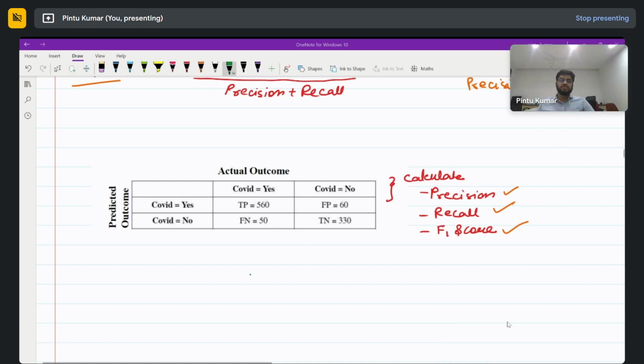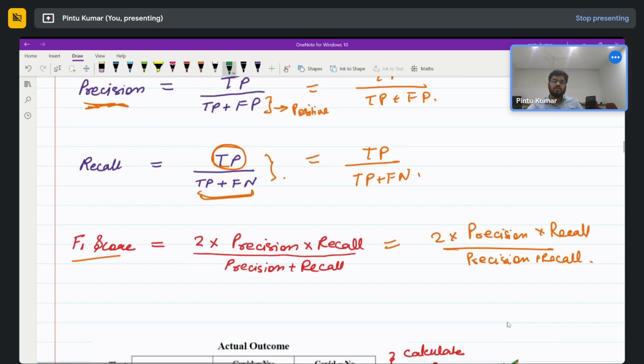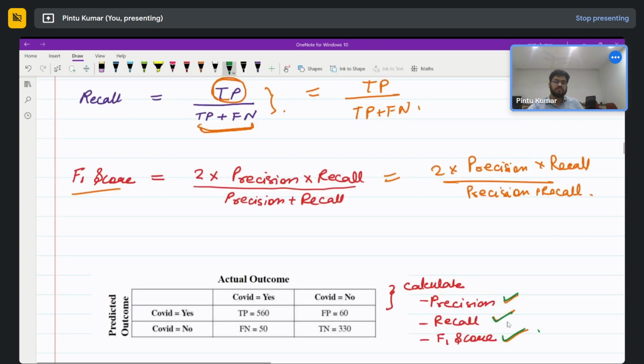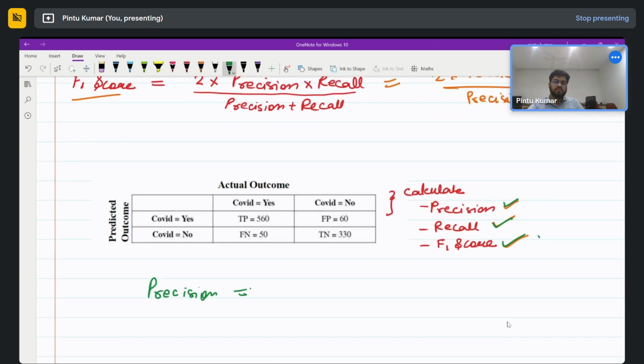Thank you. Okay, so now we have to calculate the precision, recall, and the F1 score. So what was the formula for precision? If we go above, the precision was true positive divided by true positive plus false positive. True positive is 560, divided by 560 plus false positive, which is 60. So this is 560 by 620. What is the value? Can someone just calculate and tell me?